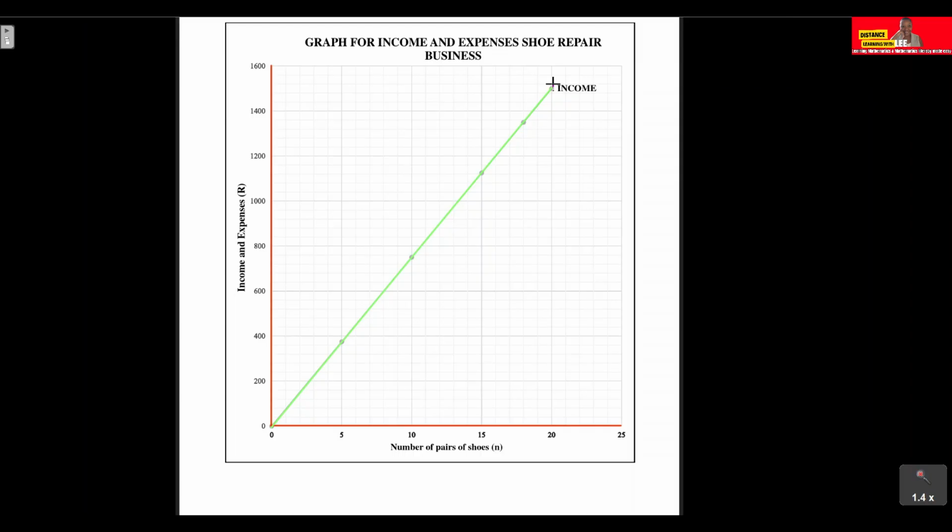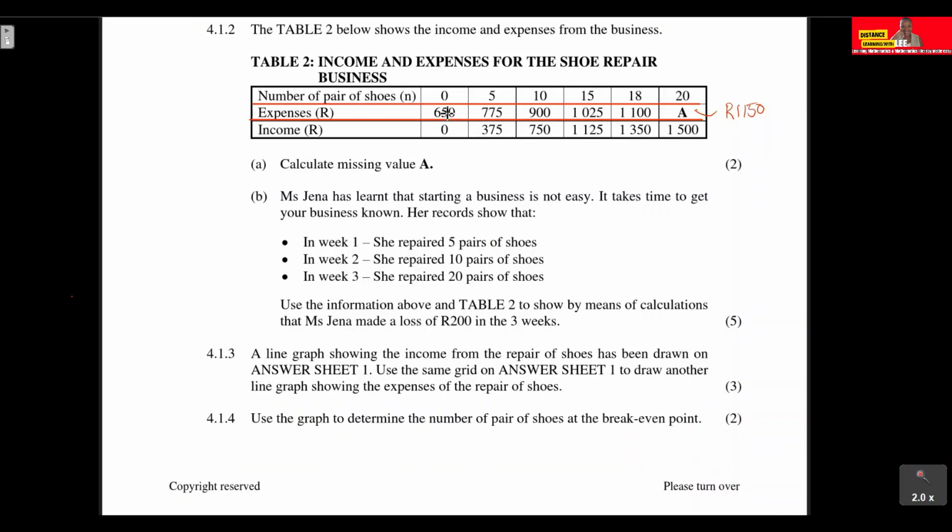So we are just plotting our expenses, taking into consideration that our x-axis is represented by the number of shoes and the y-axis is represented by, in this case, our expenses. Let's plot all these values quickly. The first value we're going to plot: our x value is 0, our y value is 650. The second point, the x is 5, the y value is 775. The x is 10, the y value is 900. The x is 15, the y value is 1025, and so on and so forth. We're just going to plot these points.